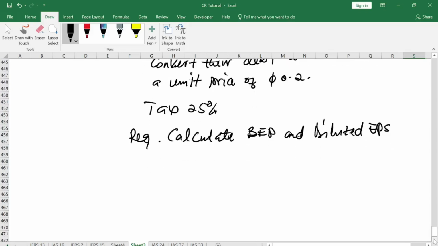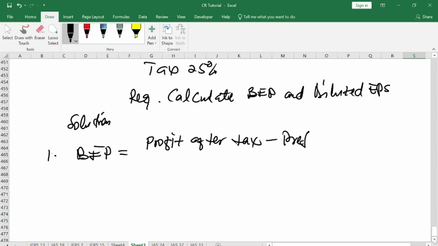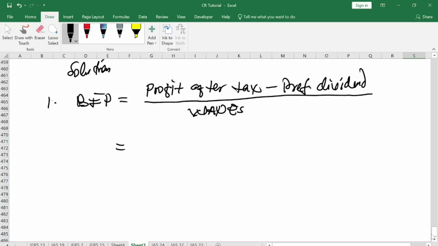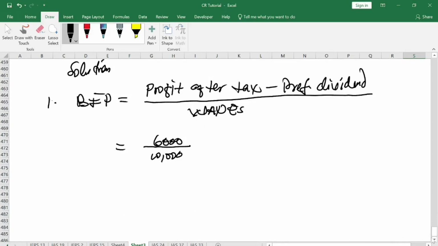All right, so we'll follow the steps. One, you calculate your basic earnings per share, whereby you have profit after tax less any preference dividend, all divided by the WANS. Now in this question, we understand that the profit after tax is 6 million, all divided by the shares allotted, which is 10 million, which is 10,000. Everything is there. So we have 0.6.